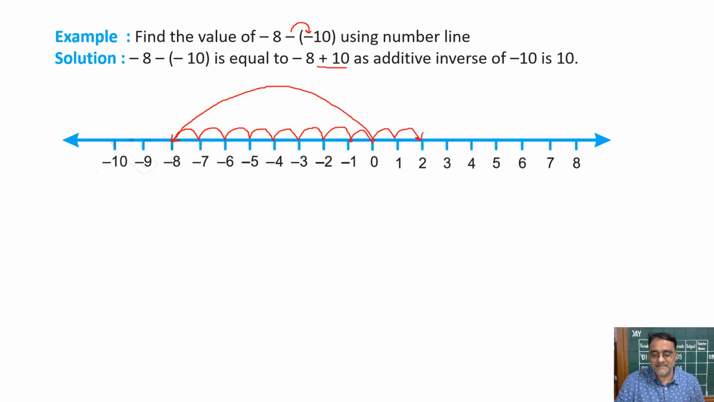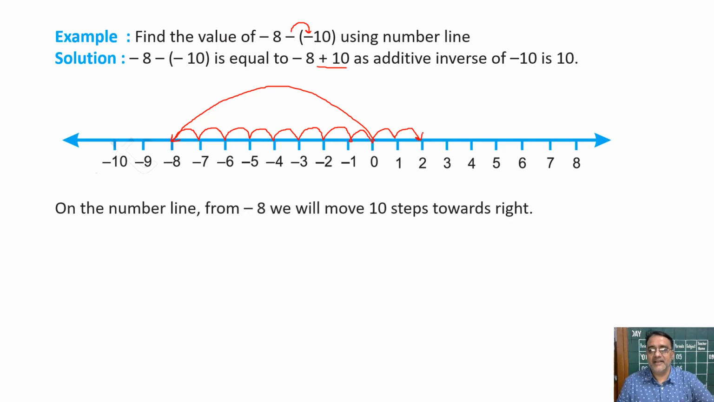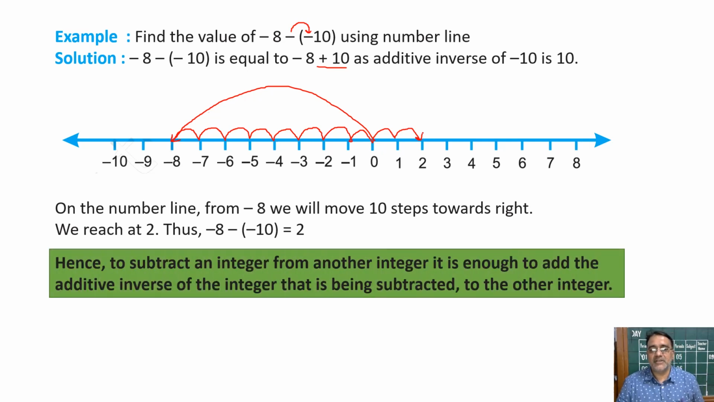What is the answer? 2. Right? So we finally reached 2. That means -8 minus of -10 is equal to 2. Right? So hence to subtract an integer from another integer, it is enough to add the additive inverse of the integer that is being subtracted to the other integer. That we have seen from all the examples.